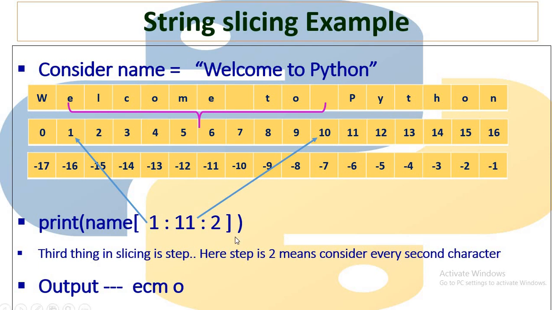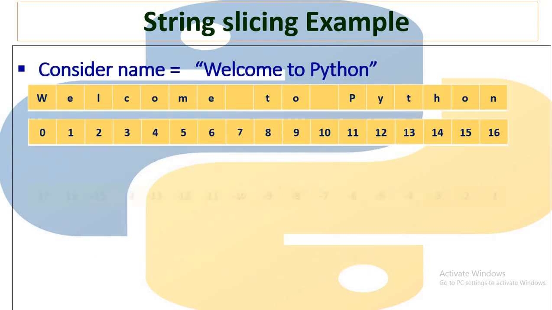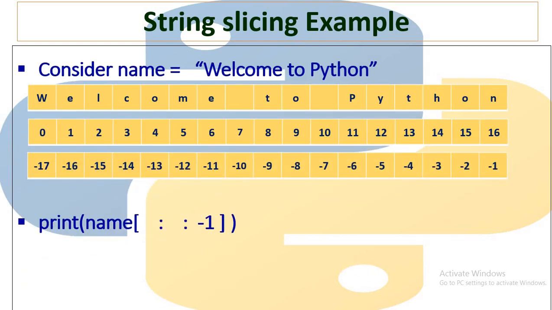So the third, if it is mentioned, it is step. By default it remains 1. Now here we mention a negative step. In this case start is not given, end is not given, but step is given. 3 parameters. Start is not given, so we will start from the first character. End is not given, so we will consider the last character.